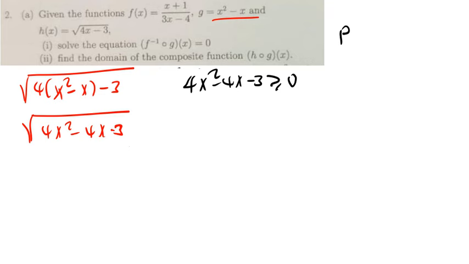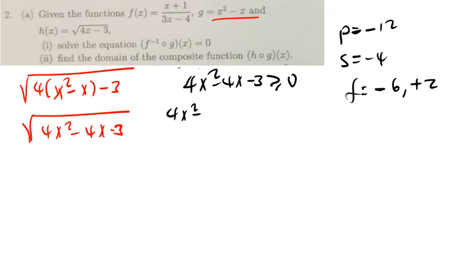What is the product? Negative 12, because it's 4 times 3. The sum, negative 4. The factors will be negative 6 and positive 2. If I do negative 6 times 2, negative 12. Negative 6 plus 2, negative 4. So I'll have 4x squared minus 6 plus 2x minus 3 greater than or equal to 0.